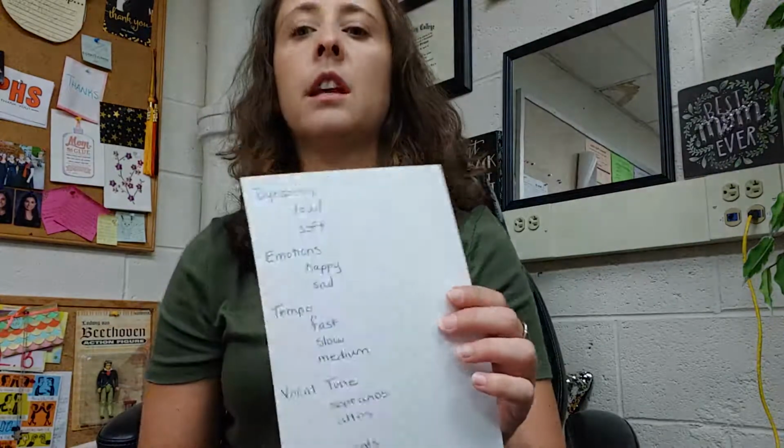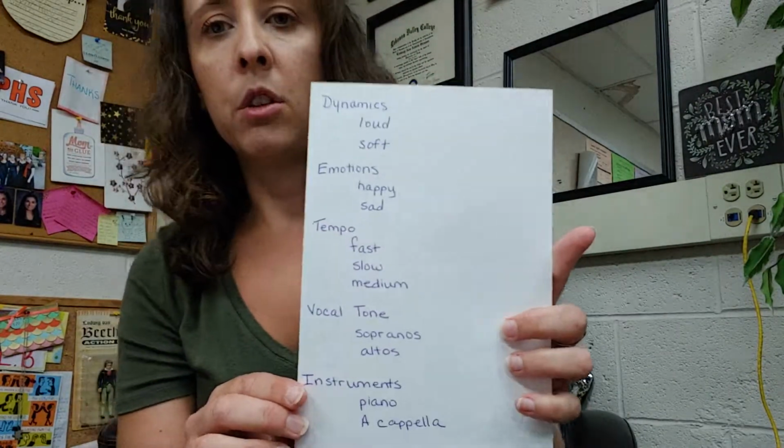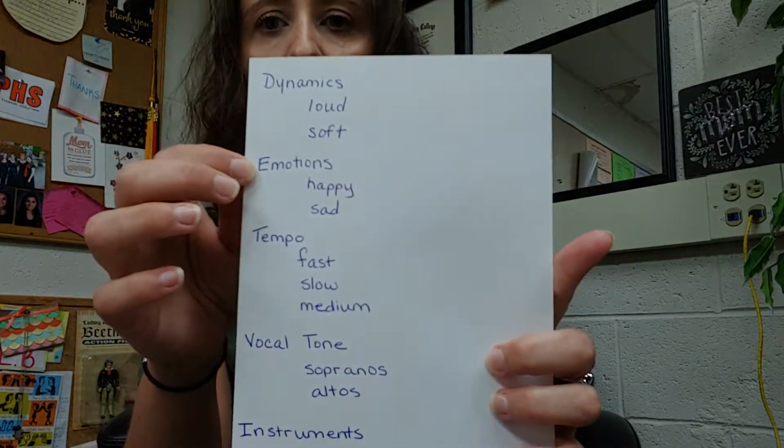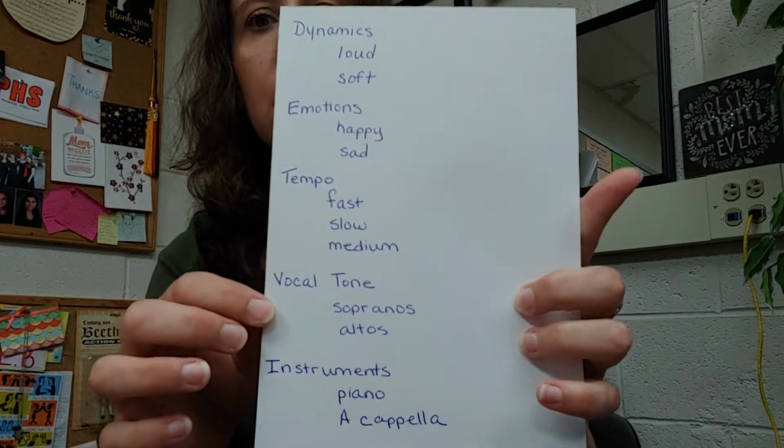With pacing, they receive extra time to complete the assignment and they leave the classroom and go with a para to another classroom to write the assignment. And several things happen at that point. I meet with them and we create a word bank that they can draw from when they're trying to write the essay. And we talk about dynamics, emotions, tempo, vocal tone.